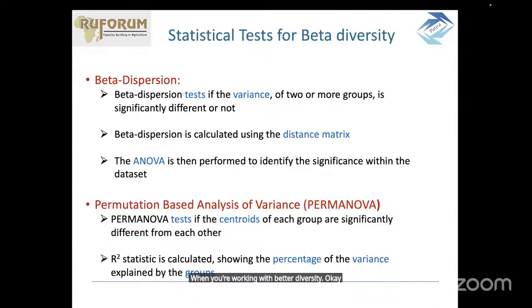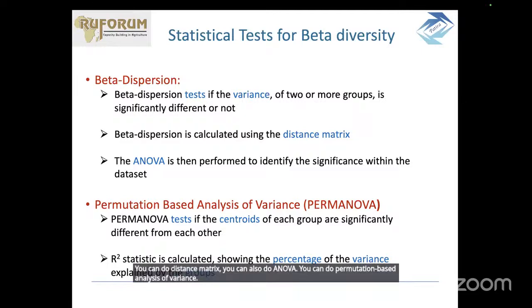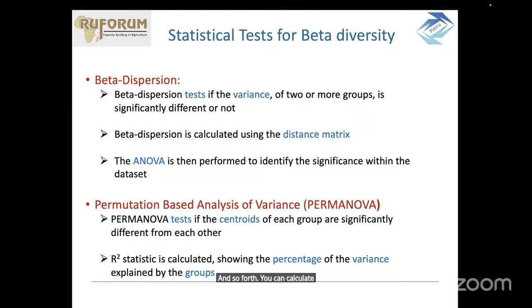Okay. So other tests that you can do: dispersion, which is a test for variance. You can do a distance matrix. You can also do ANOVA. You can do permutational analysis of variance, and so forth. You can calculate R statistics.